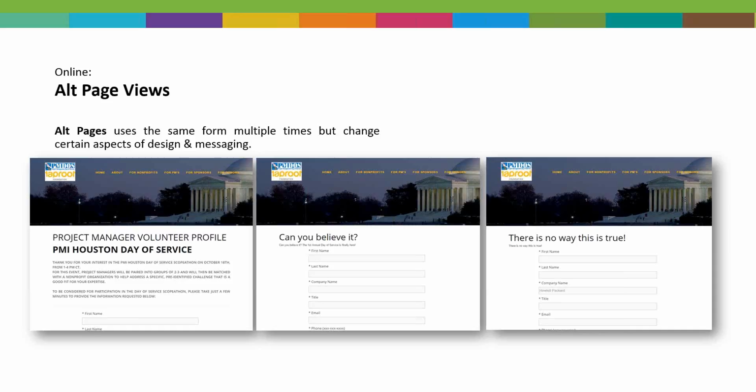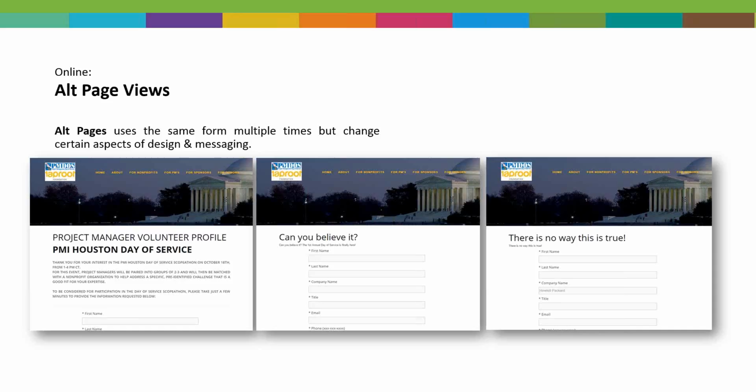But in the second one, you see where it says, can you believe it? What we've done here is, with an alt view, you create the same form, but with different messaging. In the third, you say a different one. We now have 3 different messages, but it's all the same form. It's not duplicating a form, nor is it copying an exact form. It is literally the same exact form, but it allows you to customize the message.